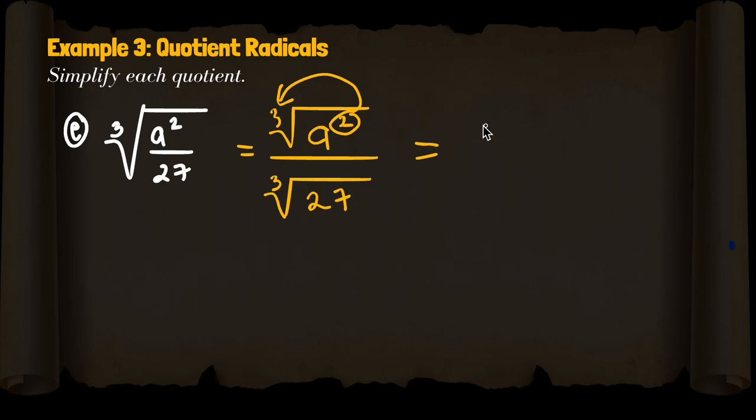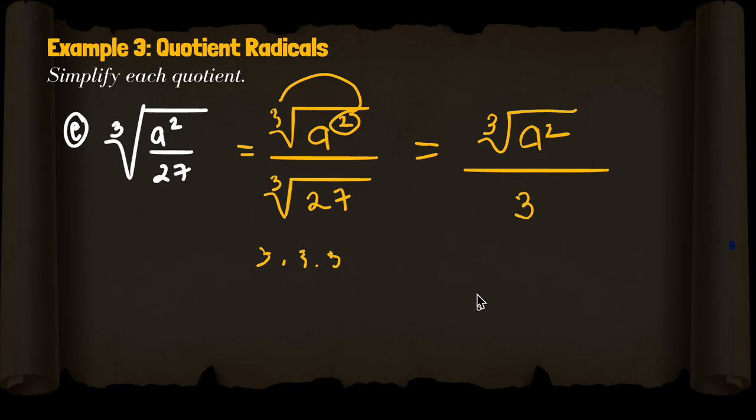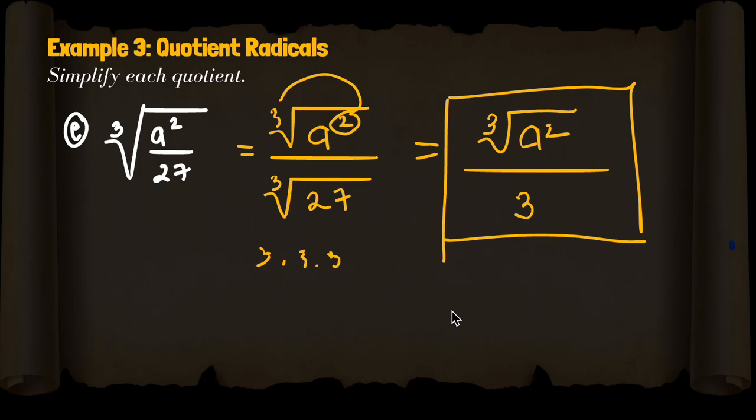Pero I believe, kapag mas malito kaysa dito sa index, pwede natin tong i-rewrite. Cube root of a raised to 2. Sinulat ko lang ulit: cube root of 27. We all know na 27 is a perfect cube number, 3 times 3 times 3. That is equal to 3. Okay? So, therefore, this is going to be our final answer for example number 3.